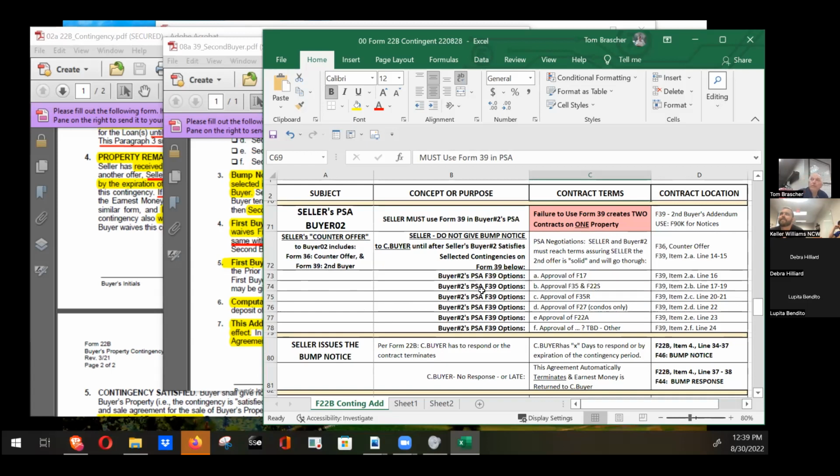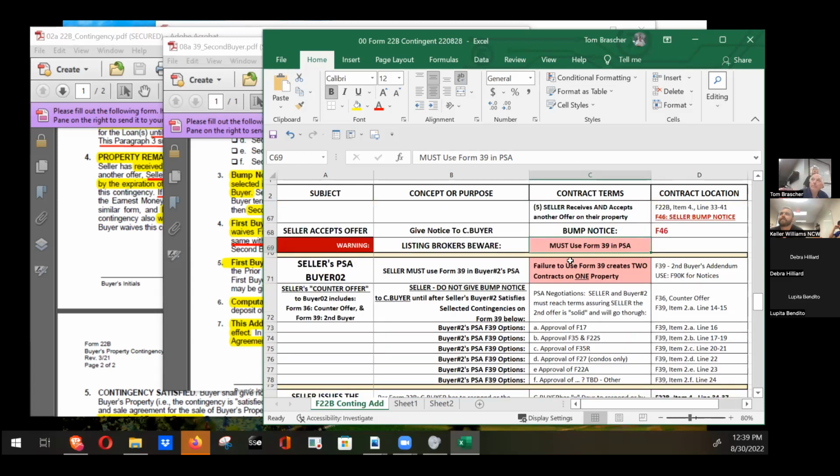Sarah, I just want to make sure you catch this one. Yes, please. That Form 39, if you don't put that in that contract and it goes mutual, you have a mutual contract with that buyer and you have a mutual contract with the other buyer. You have 2 mutual contracts on one property. If there's an offer that comes in, it bumps the first one. That second offer has to have a Form 39.